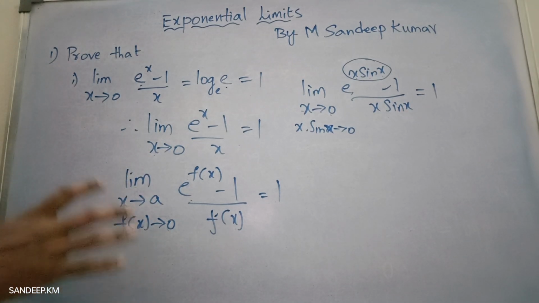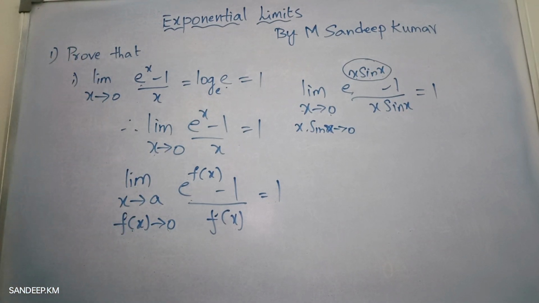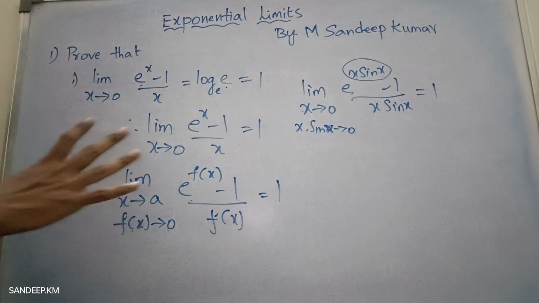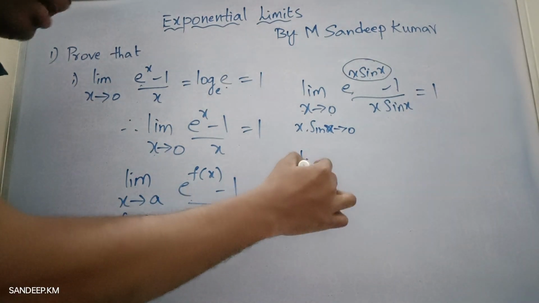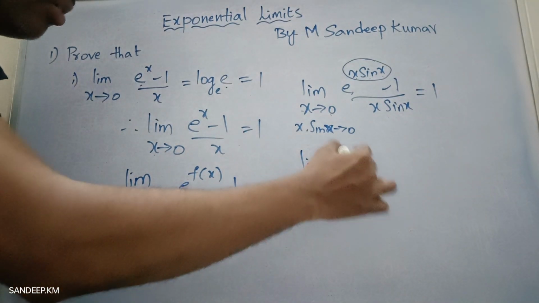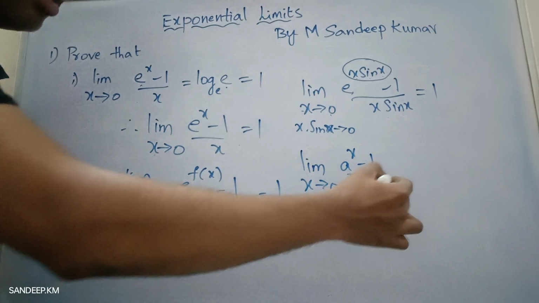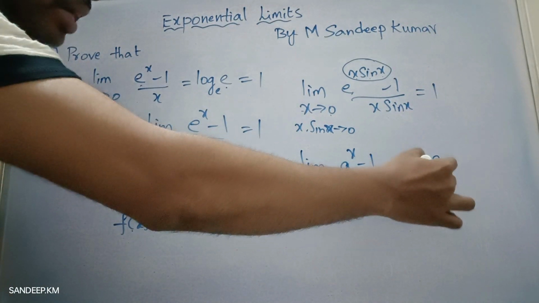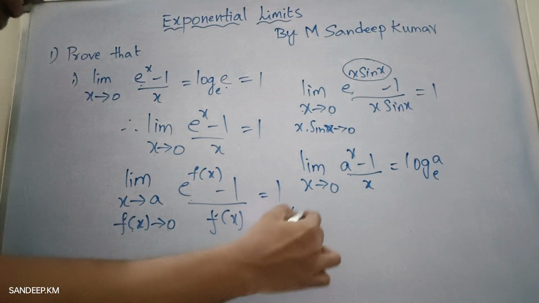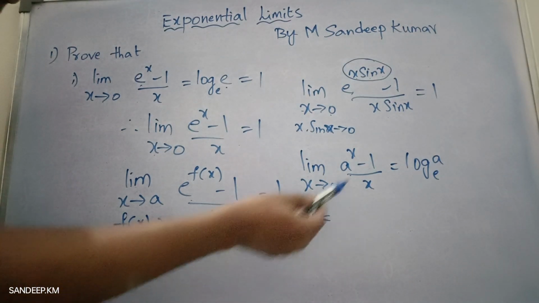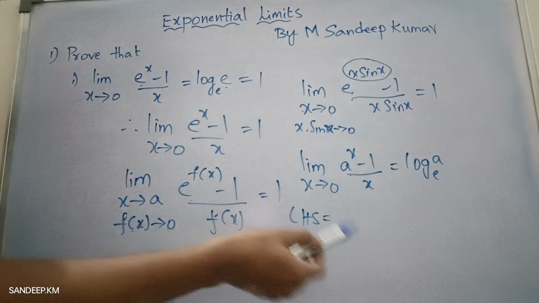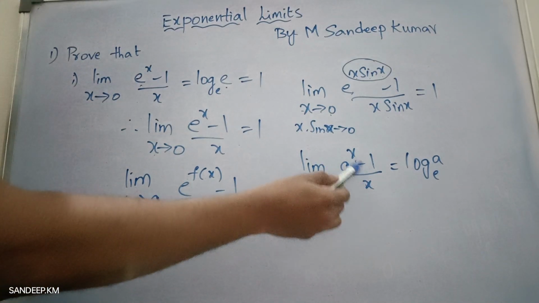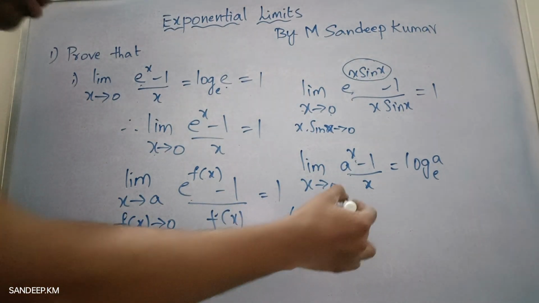Now let us start solving the problem, and remember one thing, we can also prove it using L'Hospital's rule, correct or not? Let me give an overview of how to prove it using L'Hospital's rule. For example, I want to prove that limit x approaches 0, a power x minus 1 by x is log a base e. So what I'll do, I'll take LHS. Obviously, if I substitute x as 0, a power 0 minus 1 is 0 divided by 0. It is in 0 by 0 form, correct or not? Obviously, we can use L'Hospital's rule.